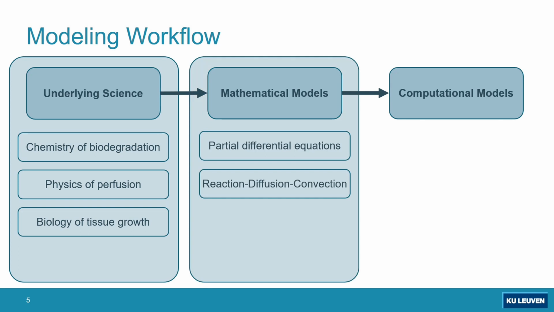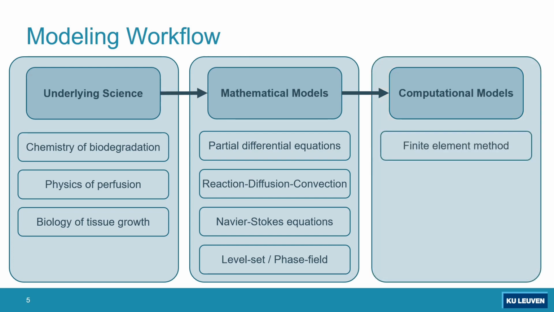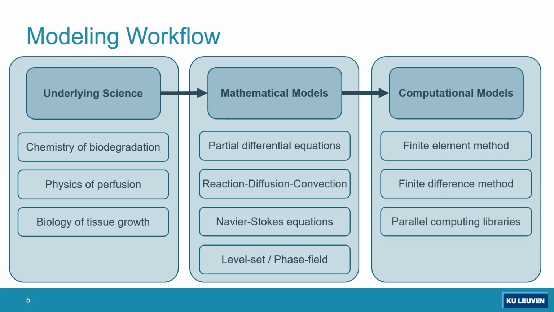Let's say the most important of which are reaction-diffusion-convection equations, Navier-Stokes equations, and also the level set method and phase field for tracking the moving interface, which is actually one of the main novelties of this work, to model the corrosion or the tissue growth as a moving boundary problem. And for computational models, it's actually a combination of finite element and finite difference methods, as well as parallel computing libraries and open source solvers.